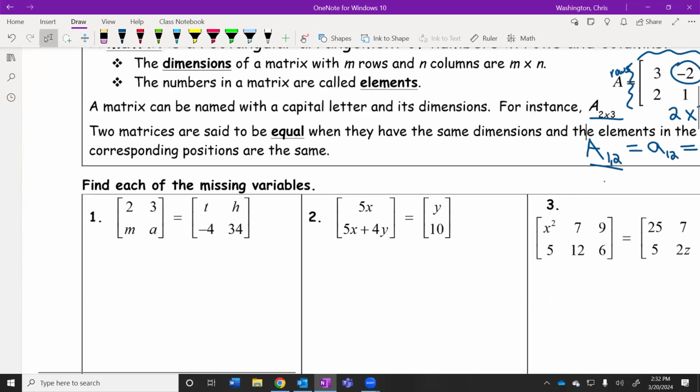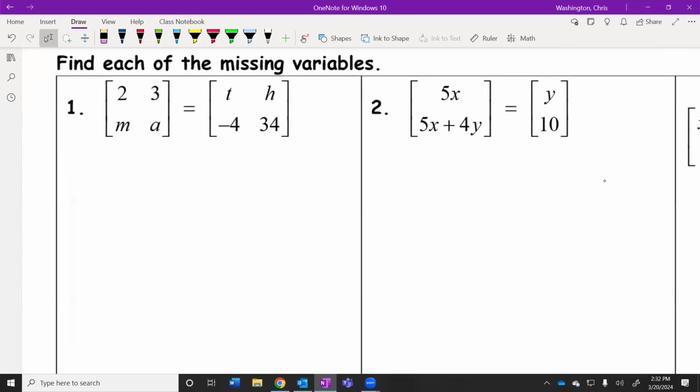So if we look at that idea and we say, hey, I'm telling you that these 2 matrices are equal, then what number has to go right there where that t is? 2. So t has to equal 2. They're equal. They have the same dimensions. These are both 2x2 matrices. What about this h right here? What element would have to go in that position? What number would have to go there? It would be 3. This is just lining up those corresponding elements, corresponding positions.